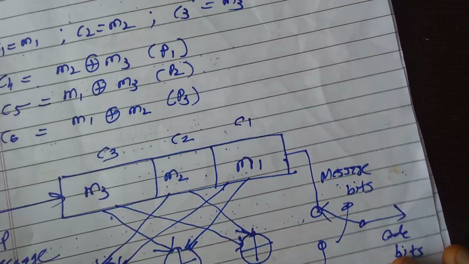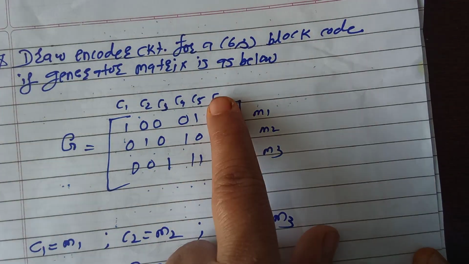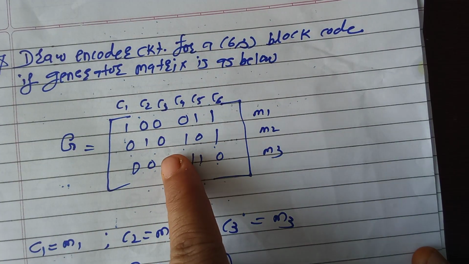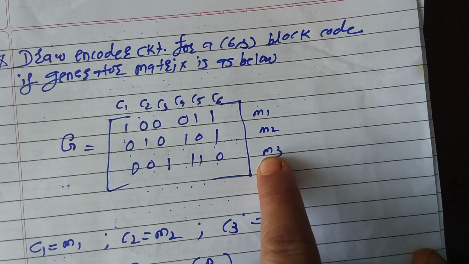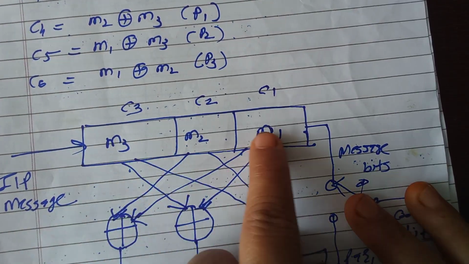So let us do one practice example. This is the generator matrix given. Now how many columns are there? 6. So the code bits are 6. How many message bits are there? 3. So message bits are 3. So you have to draw this structure now.